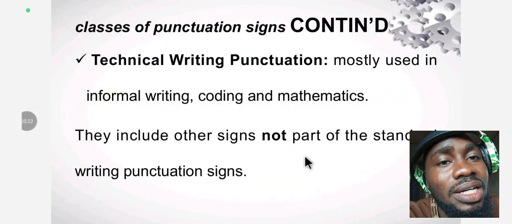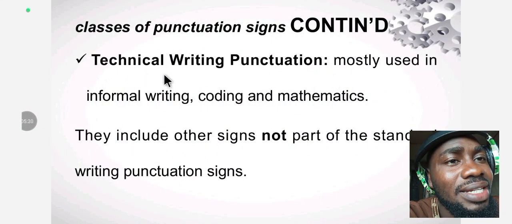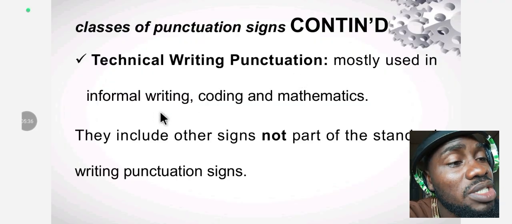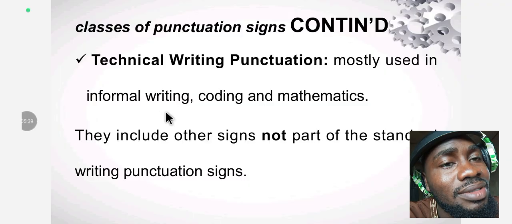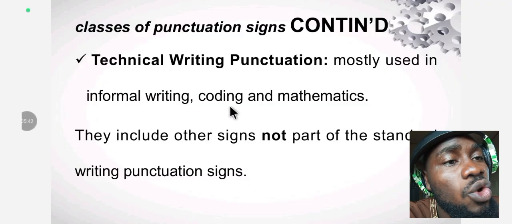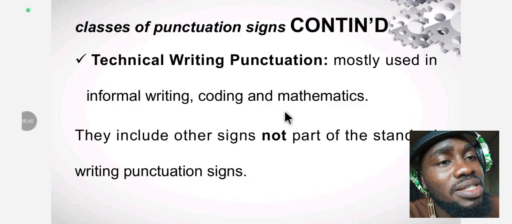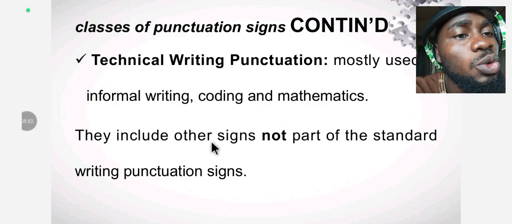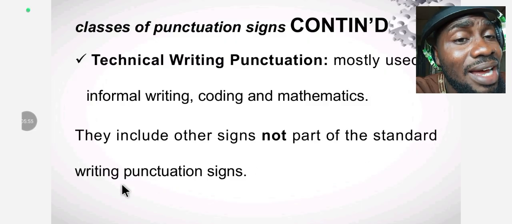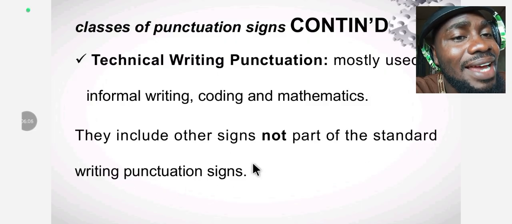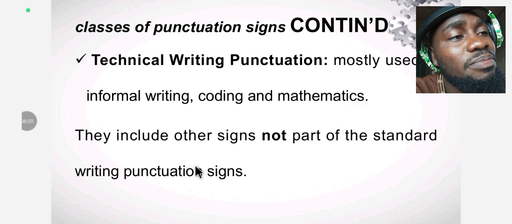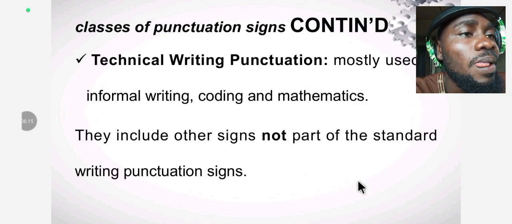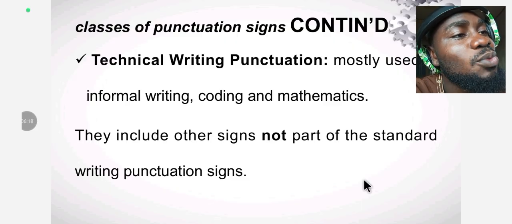The next classification of punctuation is the technical writing punctuation, most commonly used in informal writing. You know what informal writing is? Casual writing. Not only informal writing, it's also used in coding and mathematics. You know what coding is? Computer programming. They include other signs not part of the standard writing punctuation signs. Any sign that is not part of the standard writing punctuation signs is part of the technical writing punctuation signs. Let's move over to their examples and what they are used for.